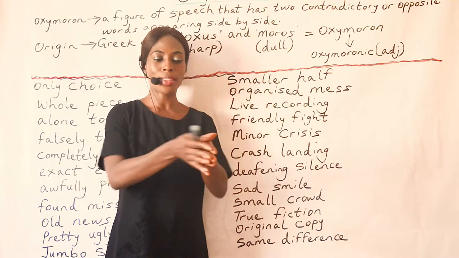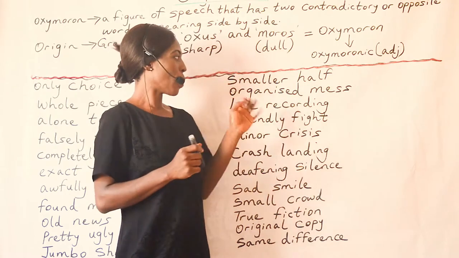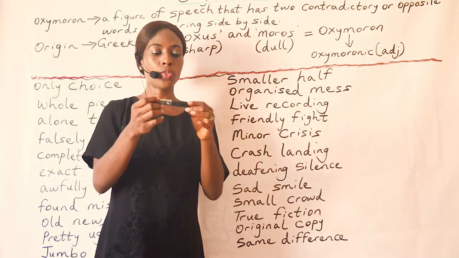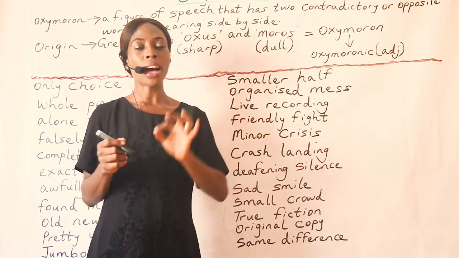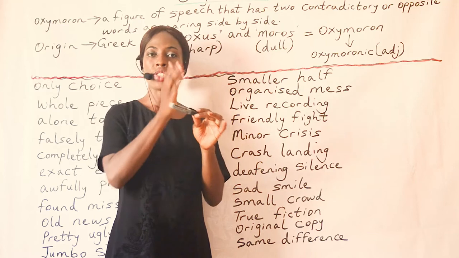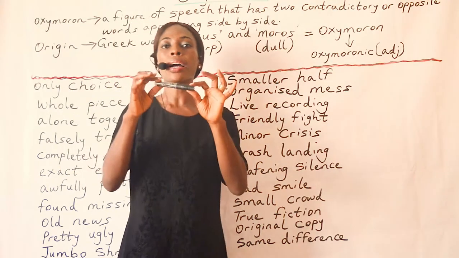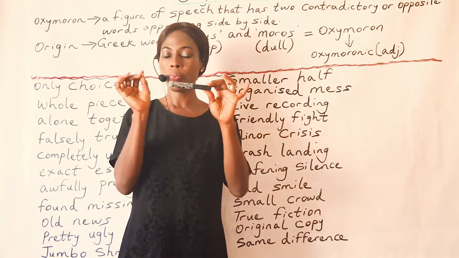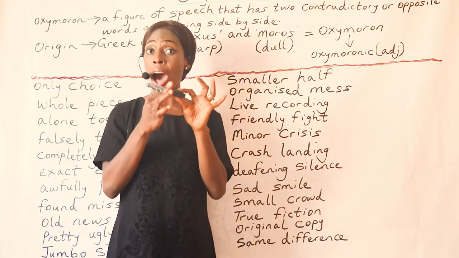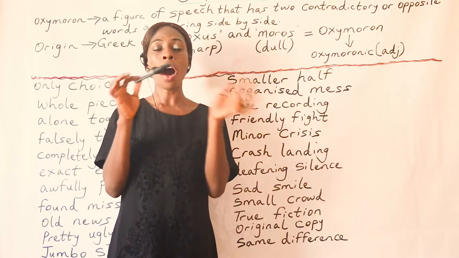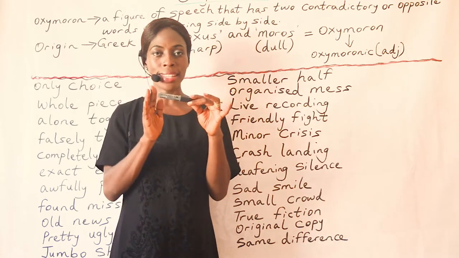Smaller half. Small, something small, a tiny bit. And half means, okay, imagine you have an orange and you're to cut the orange in half. It means the two sides. Let's use my marker. Now I have this marker. I'm going to divide the marker in two. It means the two sides will be equal. If it's in half, the two sides will be equal. Half means both sides are equal. So no side is smaller, no side is larger.